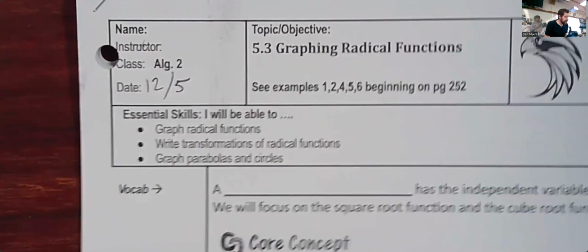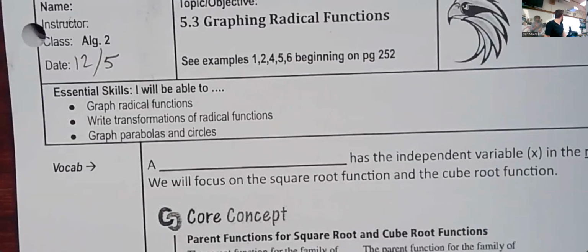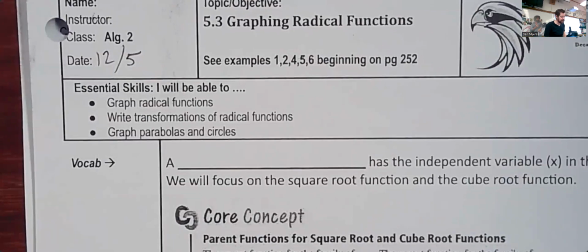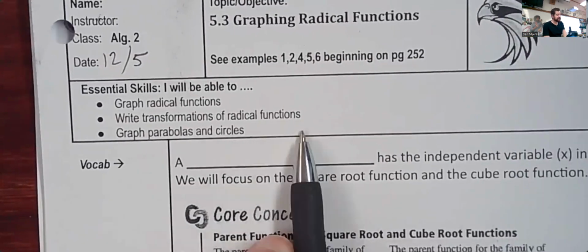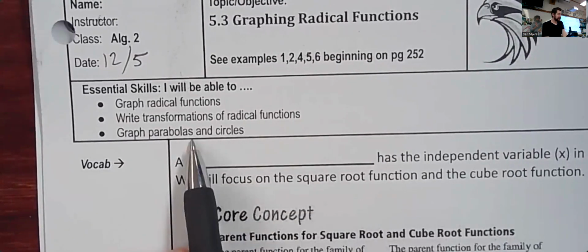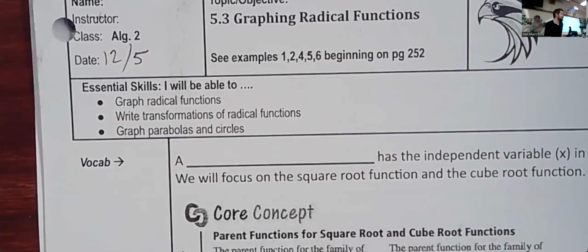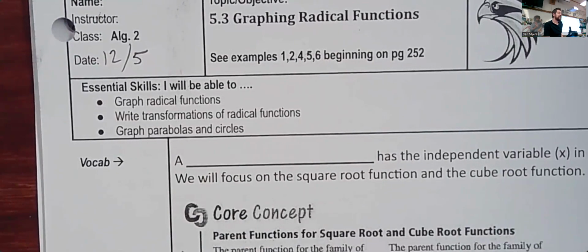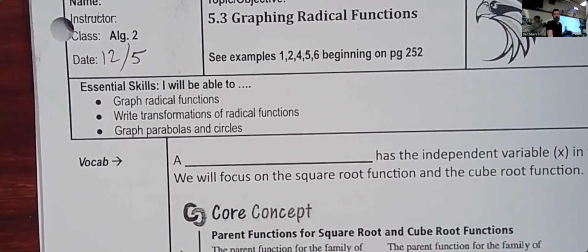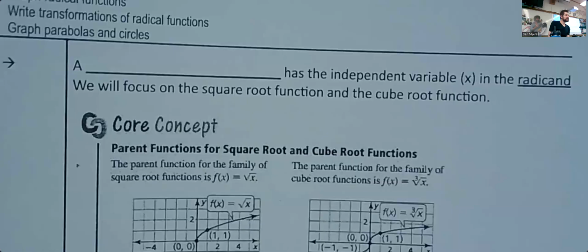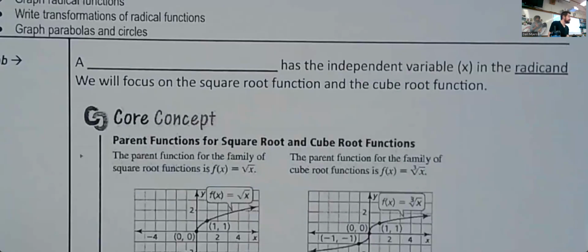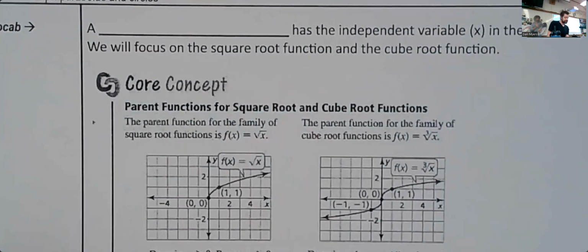All right. So today we're starting off by graphing radical functions. We'll then talk about transformations of radical functions. We'll then talk about graphing parabolas, but different types of parabolas than you've seen before, and graphing circles. So there's going to be quite a few things in today's notes. However, it won't take very long to get through, mostly because the graphing portion is going to be taken care of using a calculator. So let's take a look.